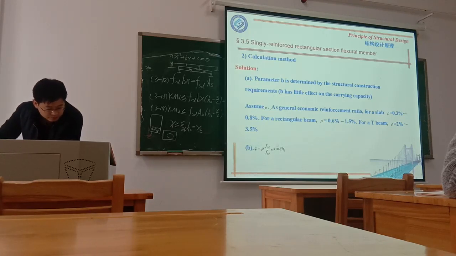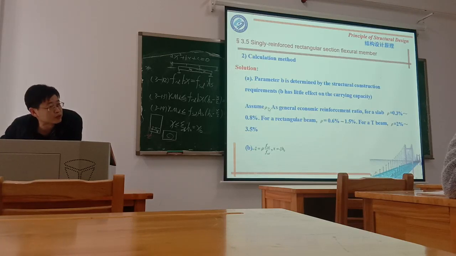And then, once you have assumed the reinforcement ratio, and the material is given to you, then using this formula, we can get C. Once you get C, then you can get X, the compression height X. This formula we have just introduced in the last class.